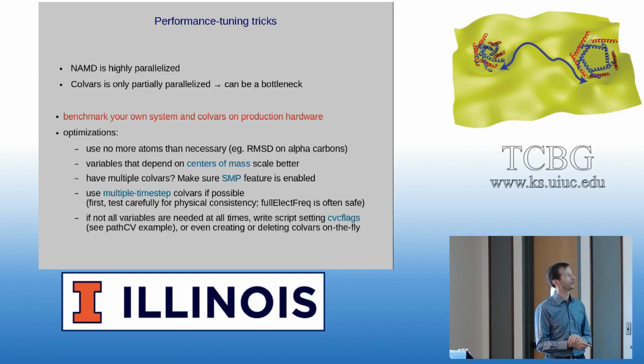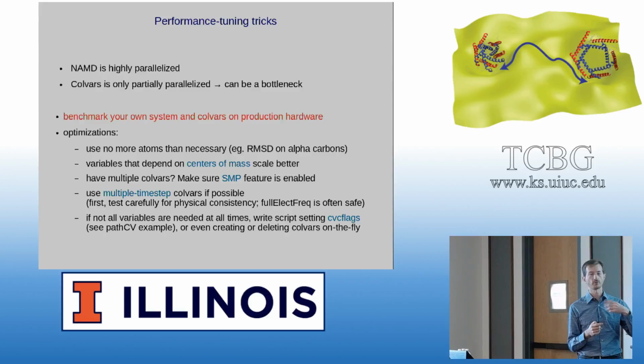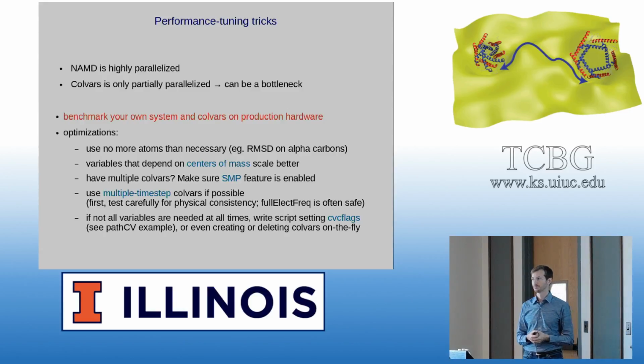And then, it's more involved, but if you don't need all your variables or all your components at all times, you could do like we did for PathCV and use a script that will set CVC flags on and off, so that you turn on and off the variables you need. You can also have a script that will create or delete Colvars on demand when they're needed. Another option, kind of the extreme version. So that's most of the tricks.